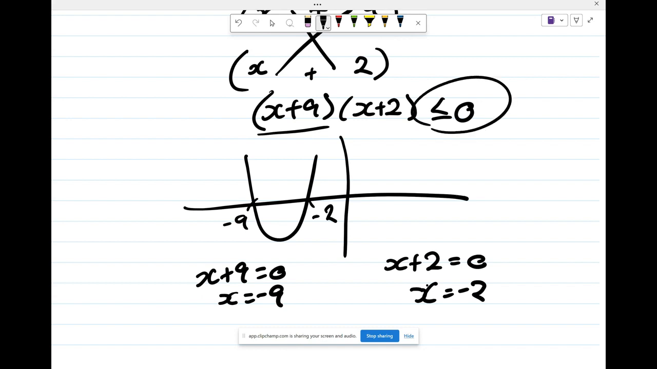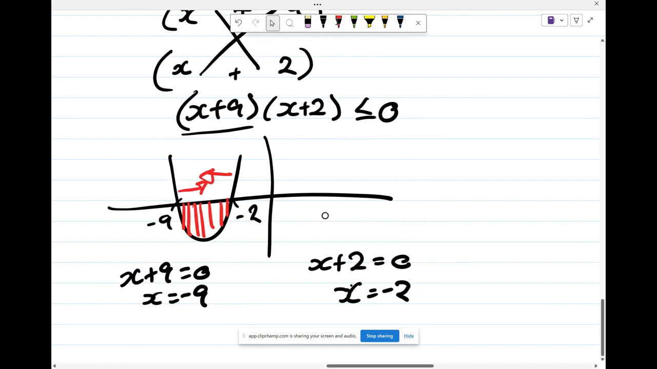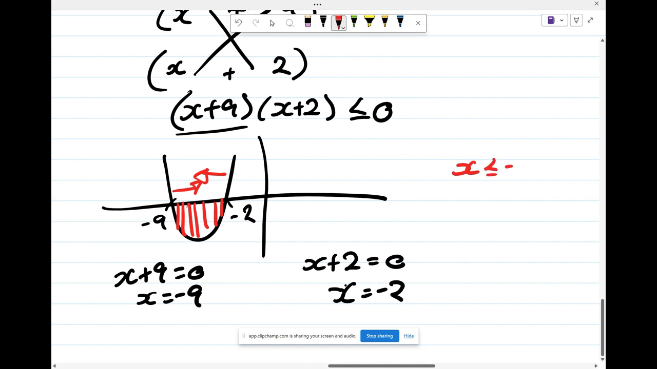Okay, and we want everything less than 0, so we want everything below the line, and so that's everything between these two values. So x less than or equal to minus 2, and x greater than or equal to minus 9. And that there is our final answer.